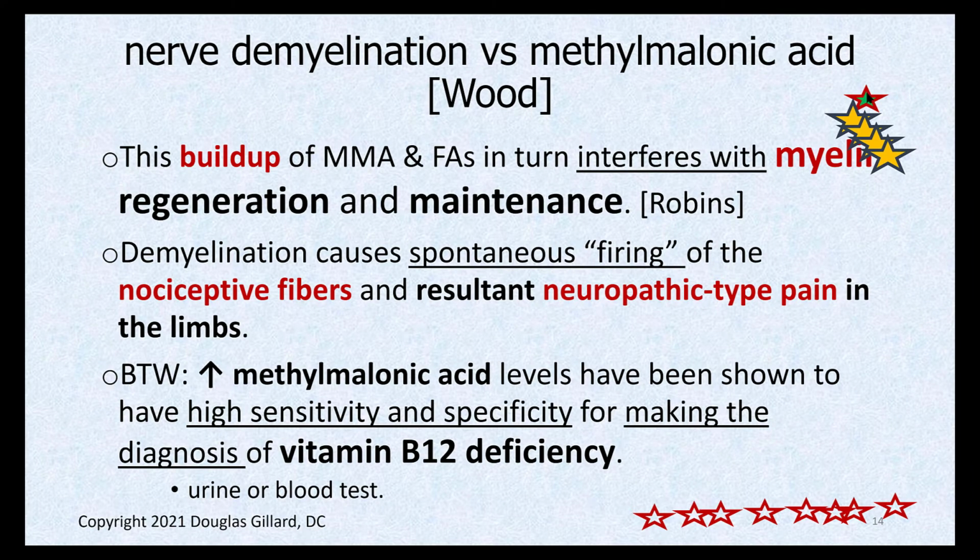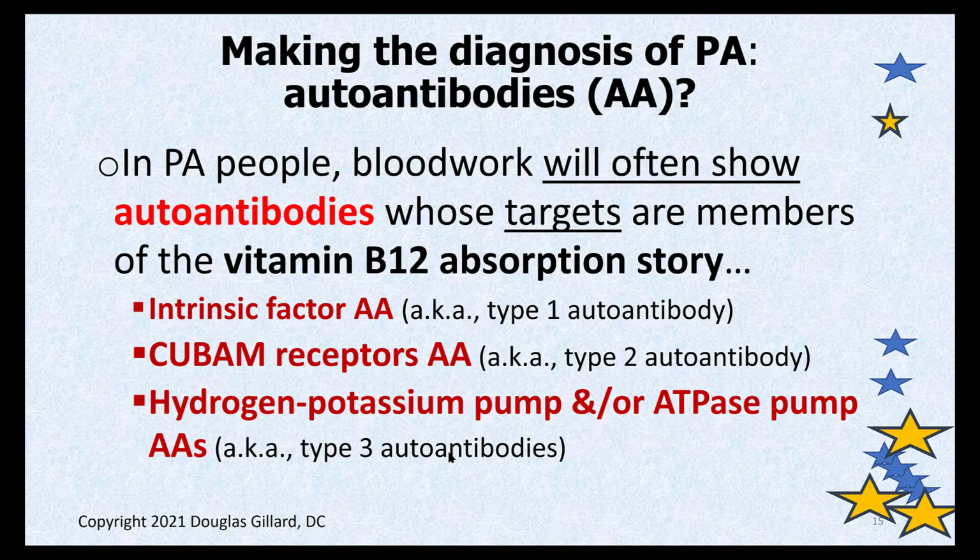Right, let's see, that's everything I said already. By the way, BTW, increased methylmalonic acid levels have been shown to have high sensitivity and specificity for making the diagnosis of vitamin B12 deficiency. So you can order a blood test. I mean, this kind of doesn't make sense because you could just order a blood test and see if vitamin B12 levels are decreased. But if you wanted to, you could also order a serum methylmalonic acid test to see what those levels are because they are related. These will be increased and vitamin B12 will be decreased. So that's a pretty darn good indication the patient has pernicious anemia.